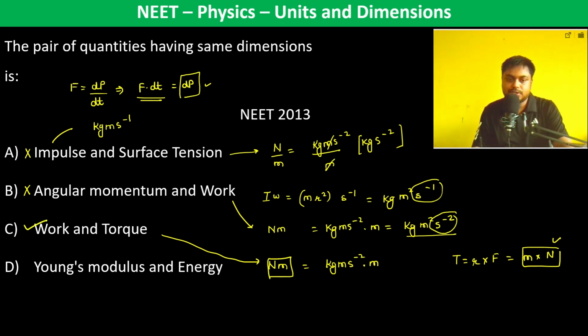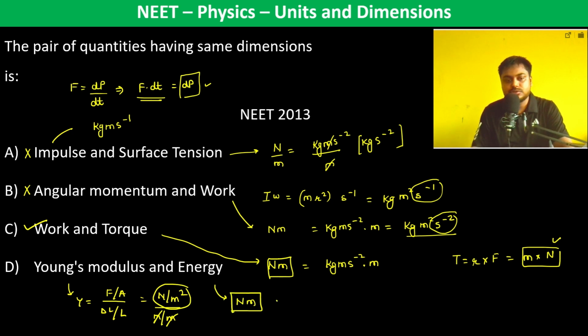And last one, Young's modulus and energy. So Young's modulus, which is F by A divided by delta L by L, which is Newton per meter square, and delta L, which is meter by meter, gone. So this is Newton per meter square, whereas energy is Newton meter. So of course this is also not going to be the correct one. So therefore C option is the correct.